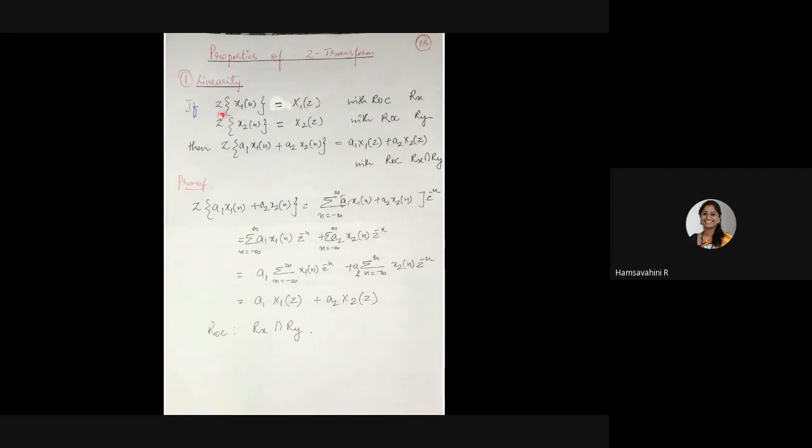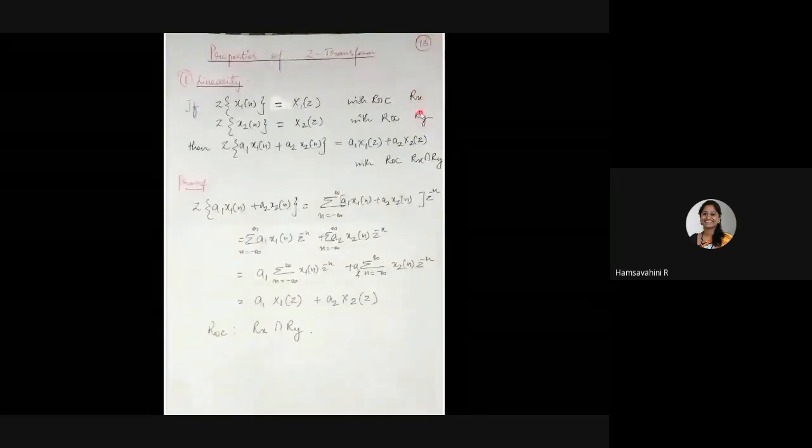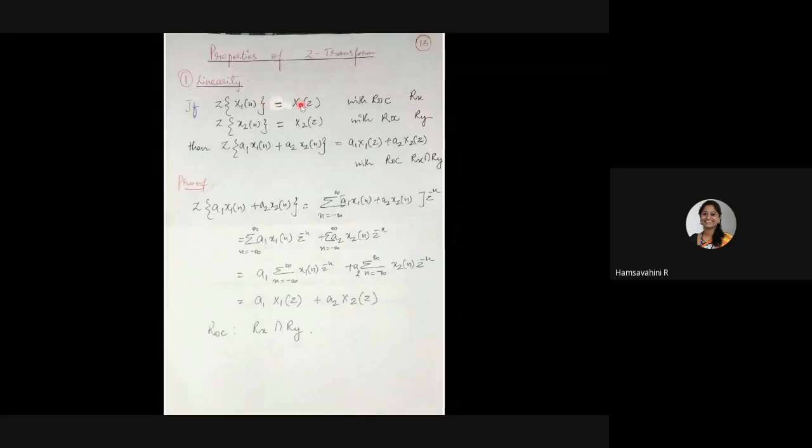Suppose the Z transform of x1 of n is given as X1 of z with ROC Rx. In this case, we don't know what x1 of n is. Suppose I consider x1 of n as a to the power n u of n, whose ROC may be |z| greater than a. And x2 of n, if I consider it as minus b to the power n u of minus n minus 1, in that case the ROC may be |z| less than b. Generally, we represent them as Rx and Ry, the ROCs for the given Z transforms X1 of z and X2 of z.